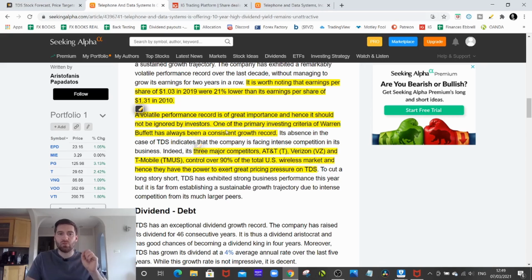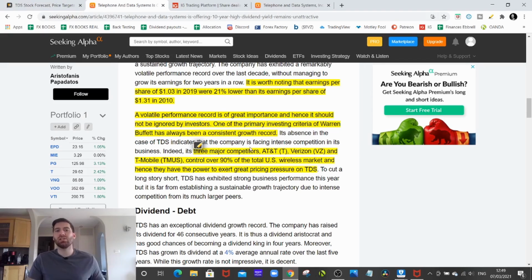So it goes on. A volatile performance record is of great importance, and hence it should not be ignored by investors. One of the primary investing criteria of Warren Buffett has always been a consistent growth rate. So we're talking about one of the best investors that's ever lived, and he wants a consistent growth rate. This company has not provided that. So on that basis, this is a company that Warren Buffett probably would not look to invest in. If you want to mirror some world-renowned investors and mimic their investing, you won't be investing in this company based on that. But again, if you're someone who just looks at things like TipRanks, then you would probably invest because you're looking at the upside and you rely on those analysts.